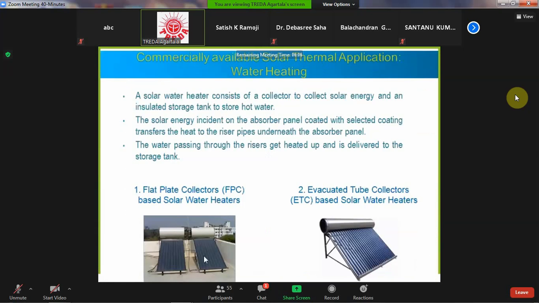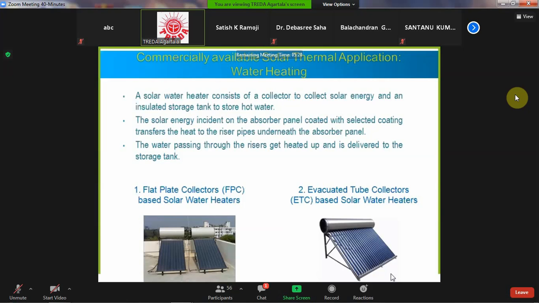And this is the water heating system. Two types of water heating system: one is flat type, one is evacuated type. Water heating is mainly for bathing purposes, and in hospitals for sterilization and other purposes. We can use this water heating system to reduce our conventional fuel like wood, gas, etc. And the maintenance is very low. The main thing is the solar PV system and solar flat thermal system have a 25 years warranty. Once it is installed, it is warranted for 25 years.